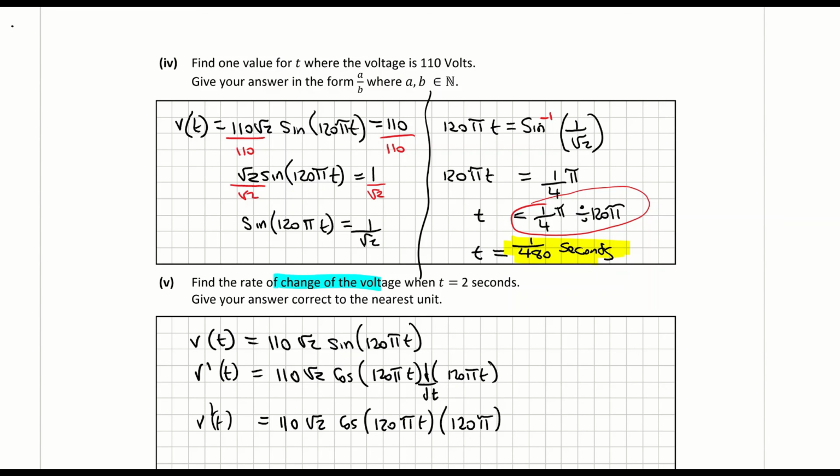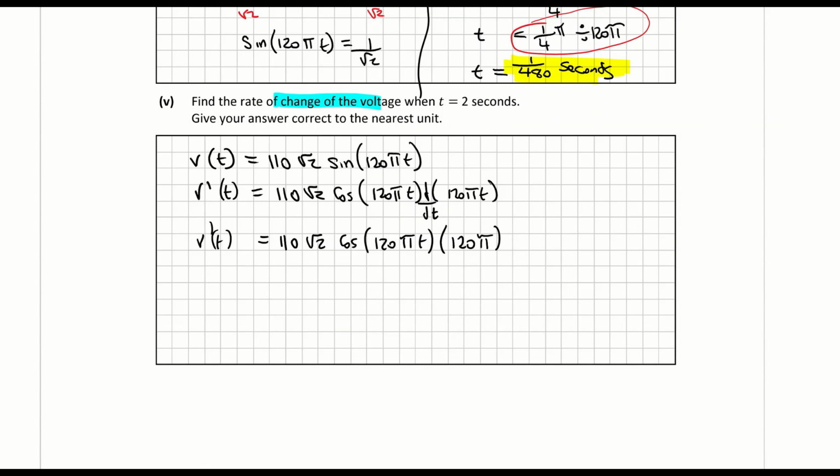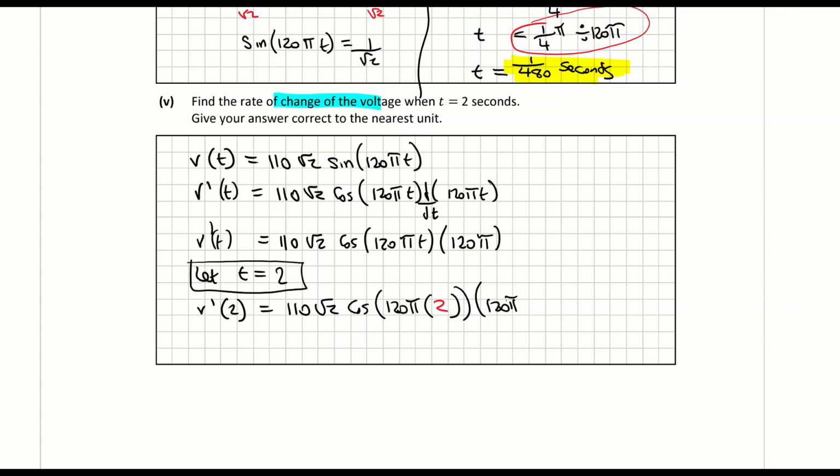Now the question was asking me to solve that for t equals 2 seconds. So we're going to let t equals 2 in this case, which is going to give me, subbing in 2 for t, 110 root 2 times cos of 120 pi. Again, just use brackets here just on your calculator to be sure it works out for you, multiplied by 120 pi. Set your calculator in radians as well. We don't want to be in degrees because it's in terms of pi.